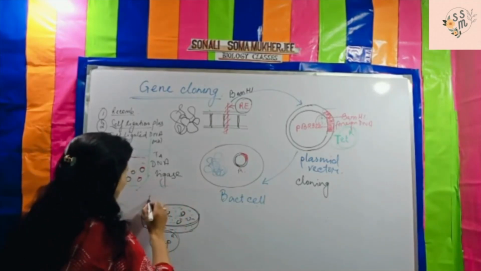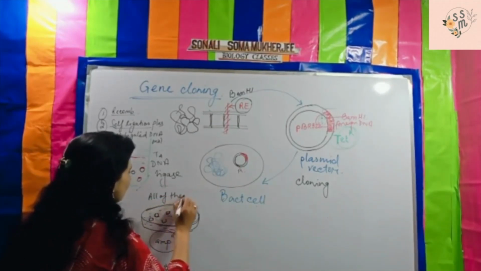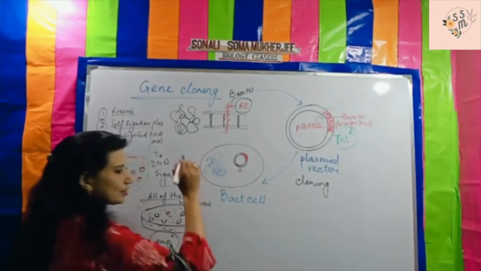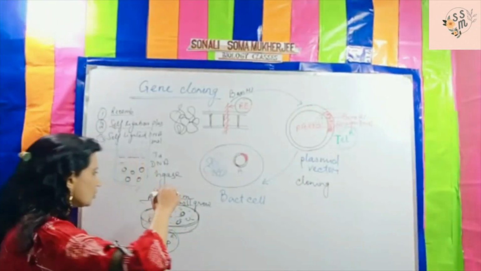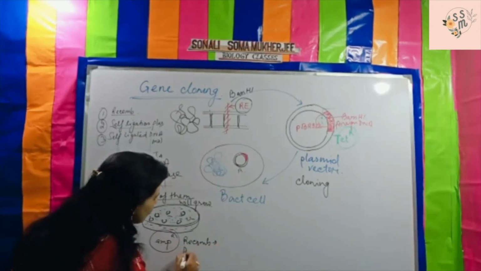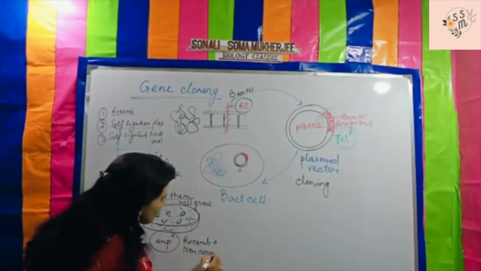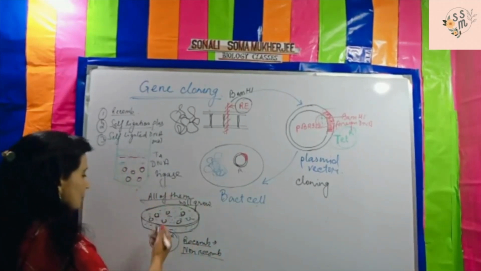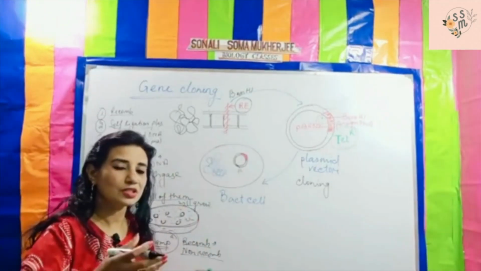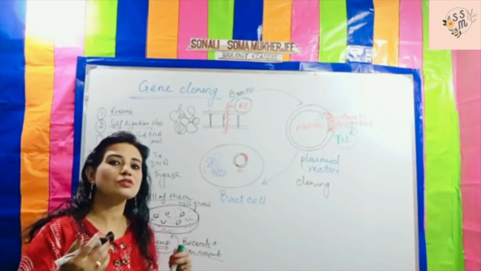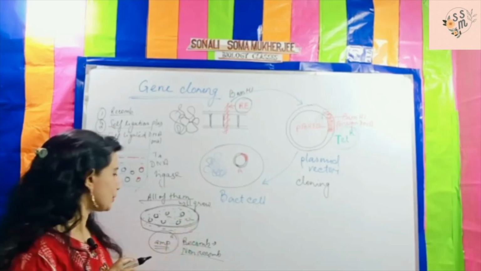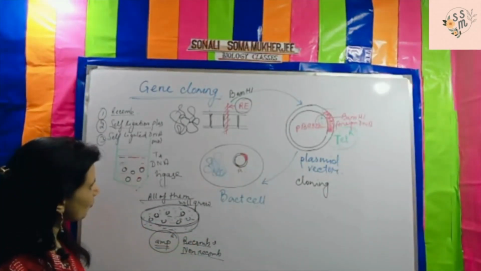The result is all of them will grow. Why will all of them grow? Because here there is no question of tetracycline. So whether it is recombinant or non-recombinant, both have the capacity to grow, because they are placed into a medium where resistance to ampicillin is present. So there is no bother over here. Whether it is recombinant or non-recombinant, all will grow.